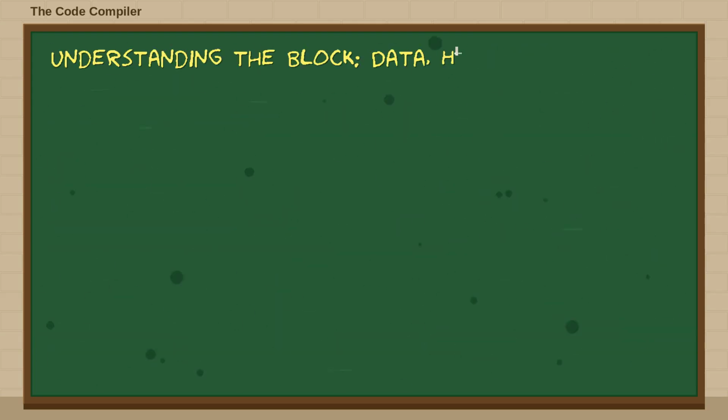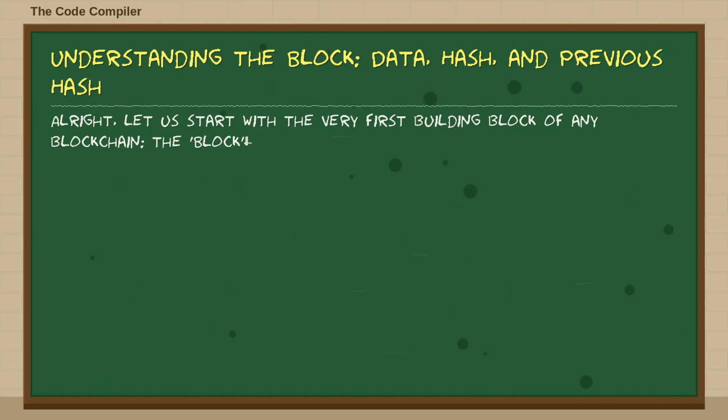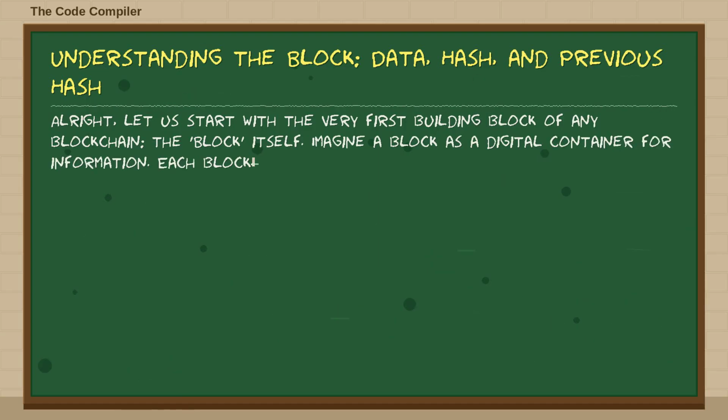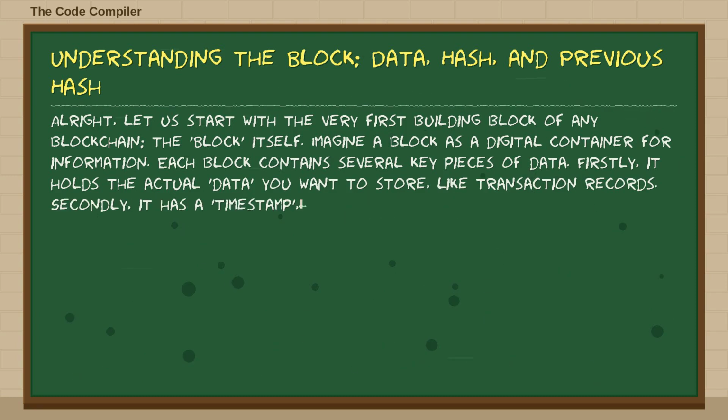Alright, let us start with the very first building block of any blockchain, the block itself. Imagine a block as a digital container for information. Each block contains several key pieces of data. Firstly, it holds the actual data you want to store, like transaction records. Secondly, it has a timestamp indicating when the block was created. Thirdly, and very crucially, it contains its own unique digital fingerprint called a hash.